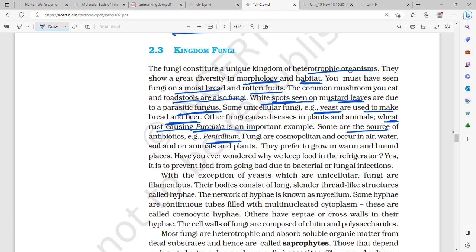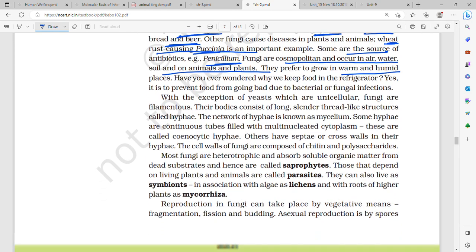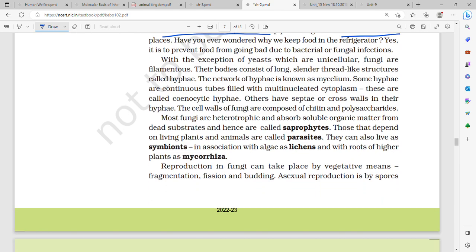Fungi are cosmopolitan, that is, they can occur everywhere: water, air, soil, animals, plants. They prefer to grow in warm and humid places. Food is kept in the refrigerator to prevent it from going bad due to bacterial and fungal infections, because it should rather be in a cold and dry condition than in a moist and wet condition outside.